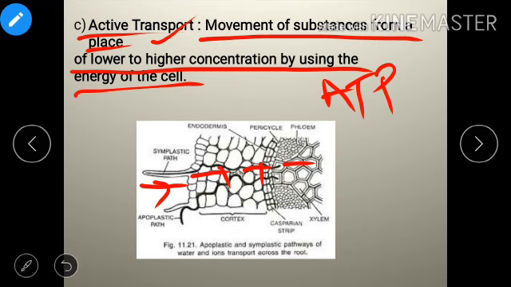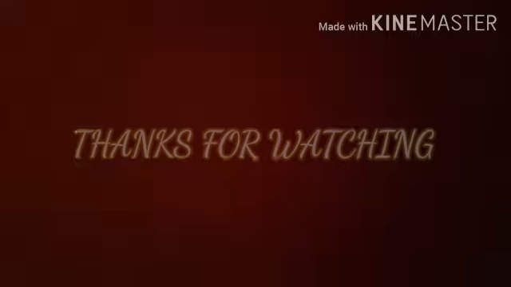We have studied about root, types of root, that is taproot and fibrous root, and types of movement of molecules, that is diffusion, osmosis and active transport. So in the next video we will study permeability and types of membranes based on its permeability.